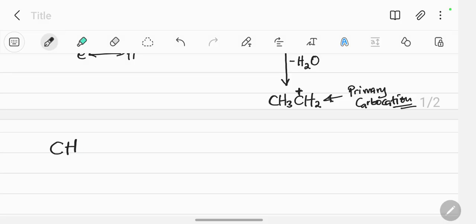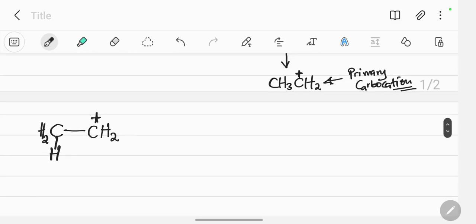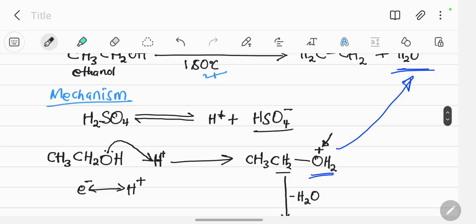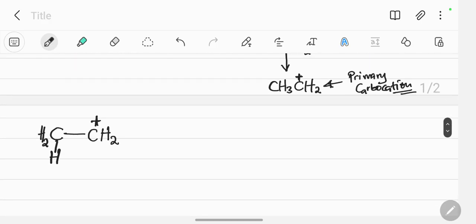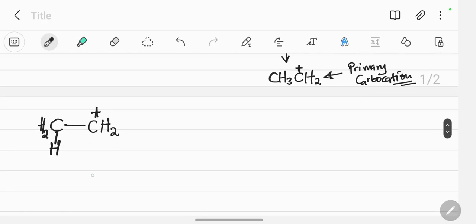So from what I'm having there, CH3, I'm now going to try to expand this primary carbocation in this form. It's going to be CH2 and the hydrogen there. I'm preparing it to lose that hydrogen. So the carbocation here. After that, I'm going to use the remaining hydrogen sulfate to attack this hydrogen here.